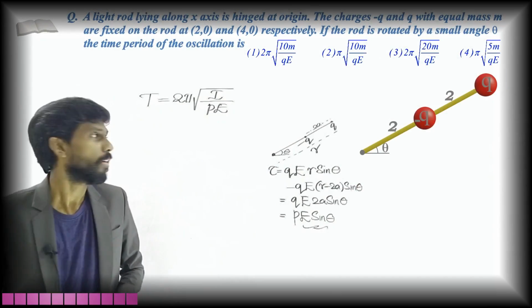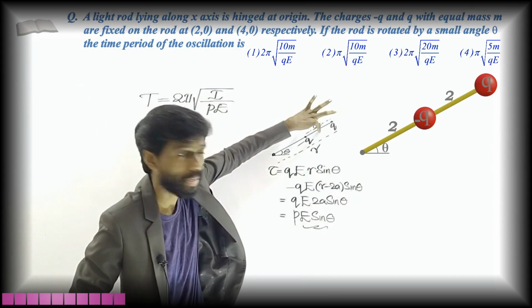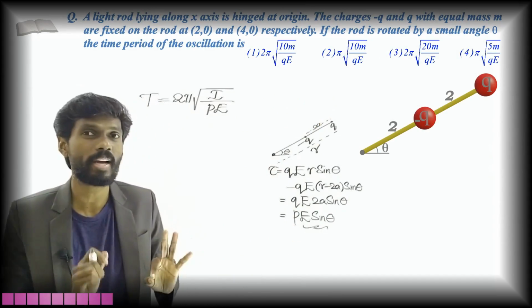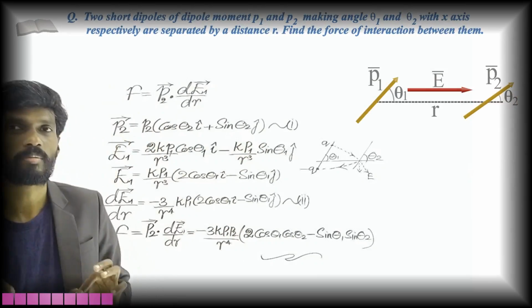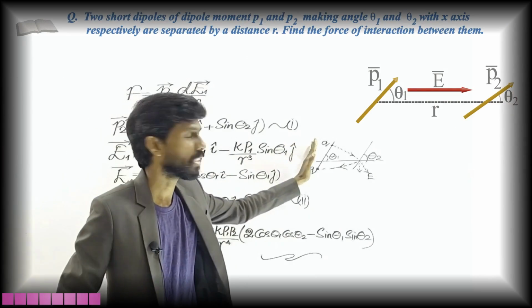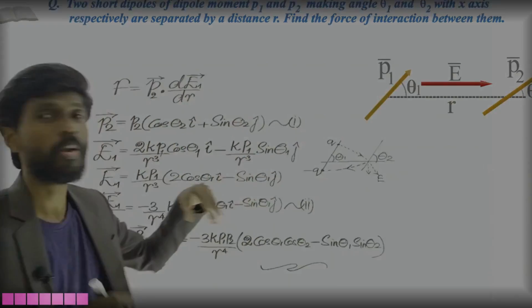Torque we have derived when the axis of rotation is through the midpoint. The same formula applies, so it doesn't matter. So what is the axis of rotation? Is the force due to a dipole making some angle θ1 with another dipole making a different angle?